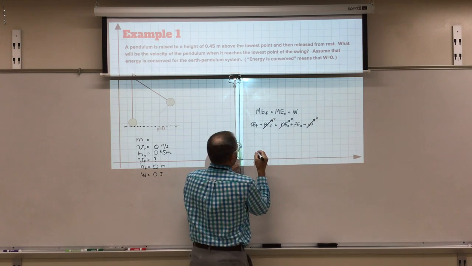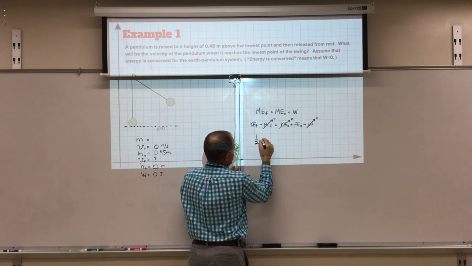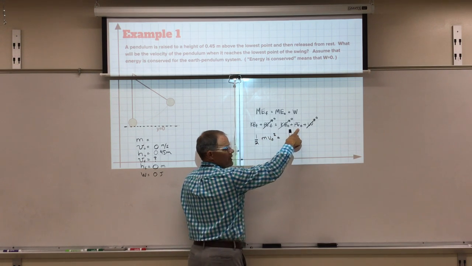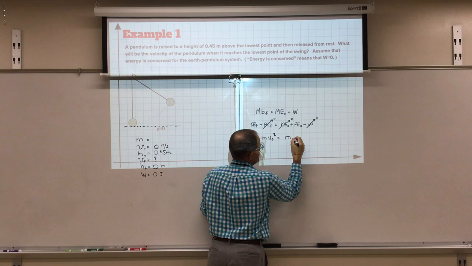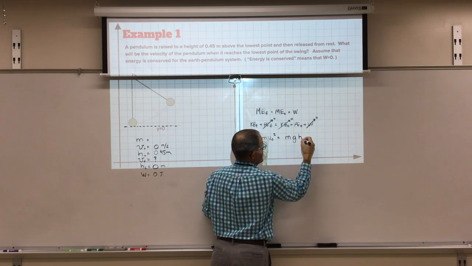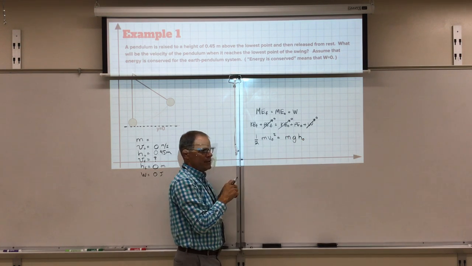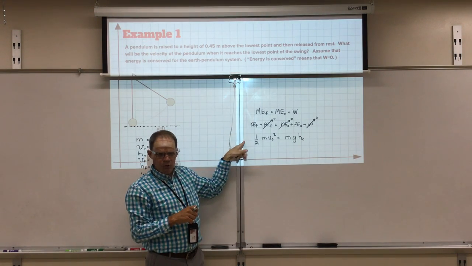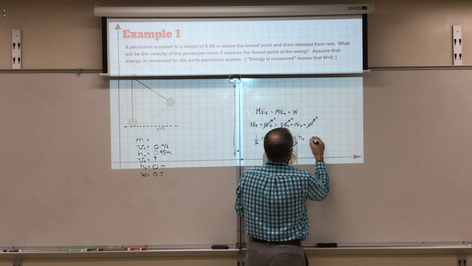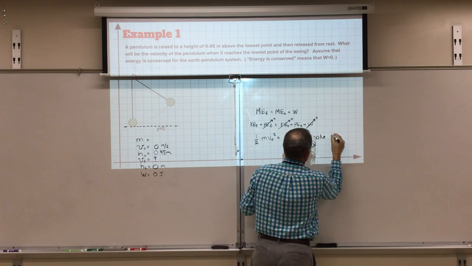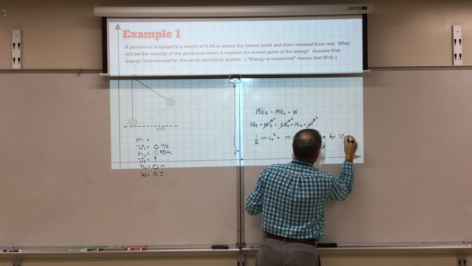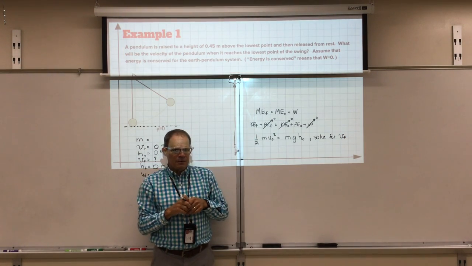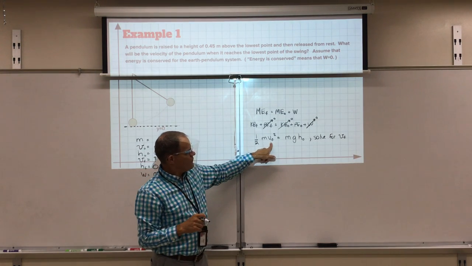It leaves us with the kinetic energy final, so 1/2 m v final squared, equals the potential energy initial. Potential energy is mgh, and that's initial. Okay? So we built ourselves an equation using the principle, and now we're going to solve for v final. Do you see how I got that?